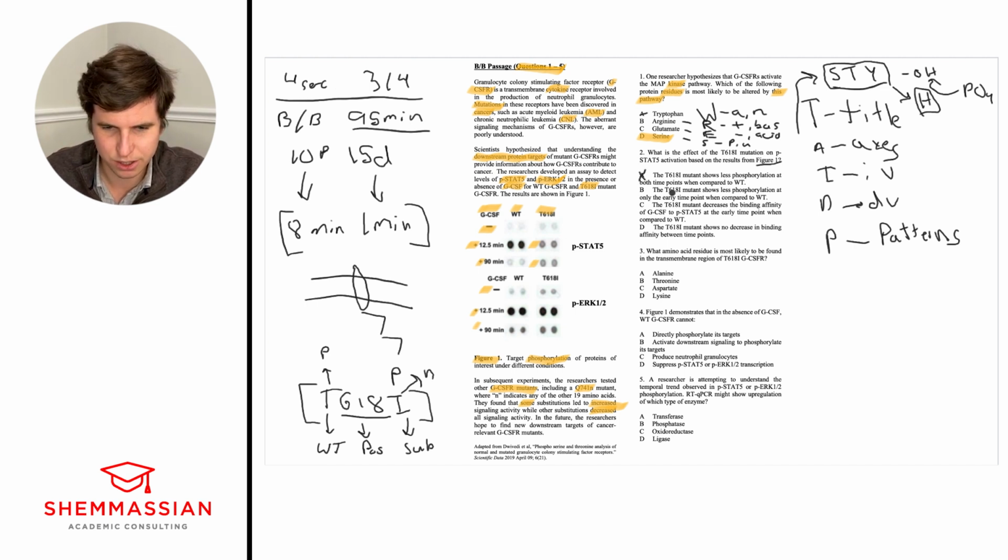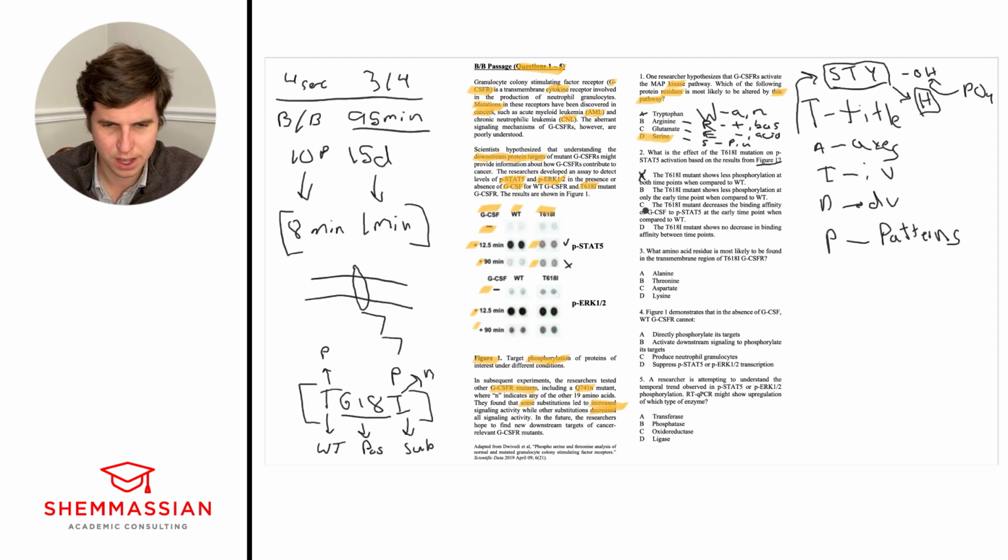The T618I shows less phosphorylation at only the early time point when compared to wild type. That's true, right? At the early time point we got less, and then we have more. So only the early. So that one's true. We're going to hold that one as probably the correct answer.